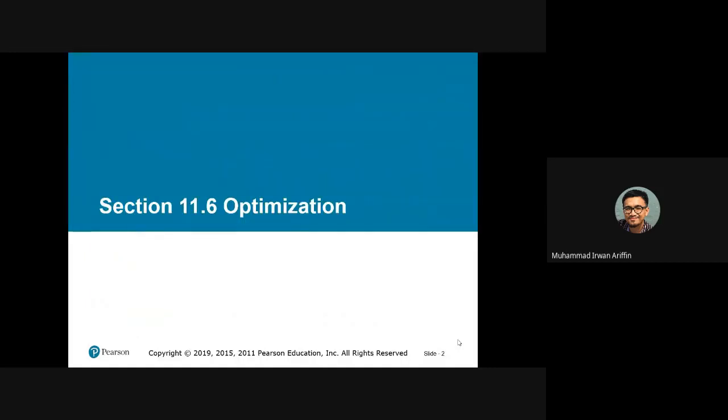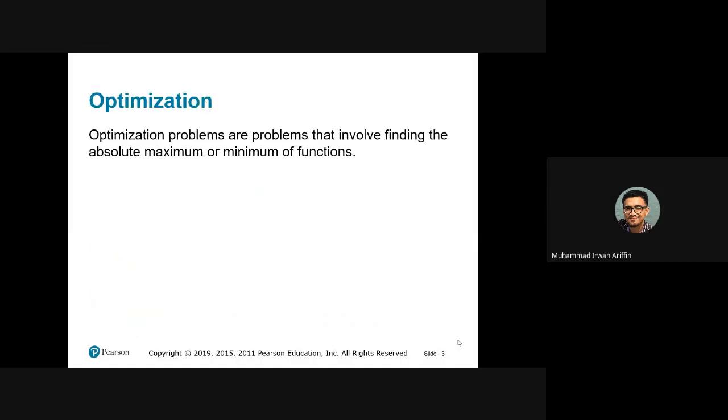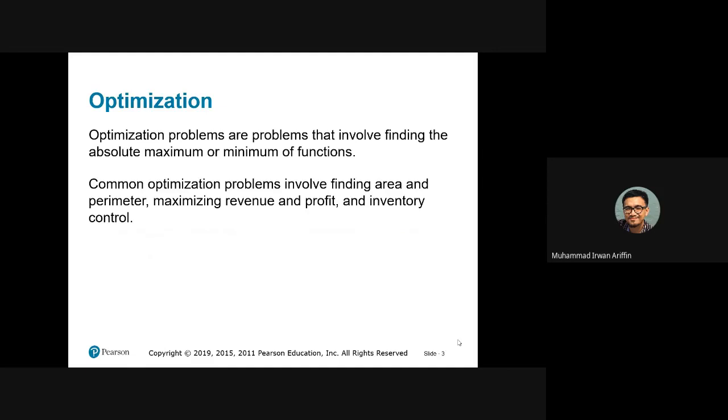Okay, so we're going to be discussing optimization. So what is optimization? Optimization refers to problems that involve finding the absolute maximum or the absolute minimum of functions. In other words, we need to find values that will give us either the maximum of something or the minimum of something. Common optimization problems involve, for instance, finding areas and perimeters, but this wouldn't be under our discussion. It includes maximizing revenues and profit.